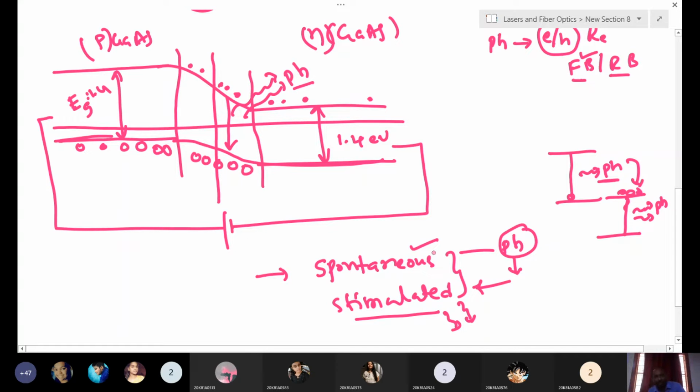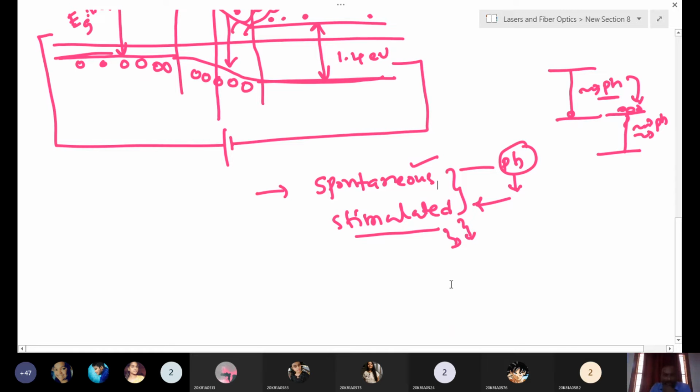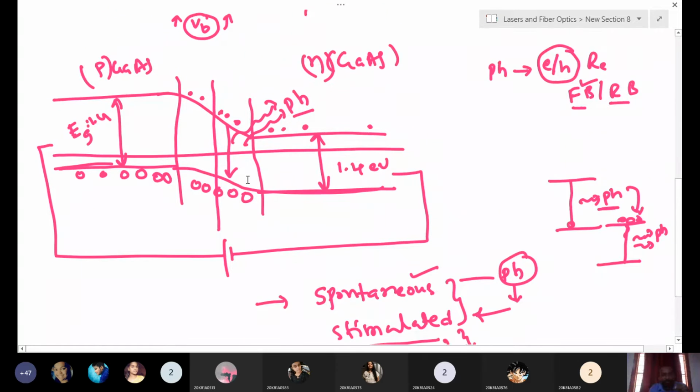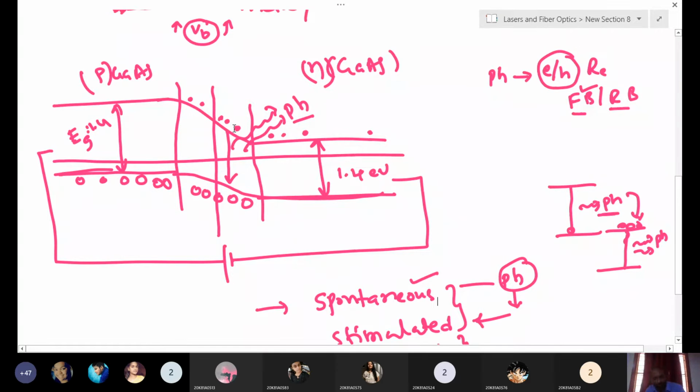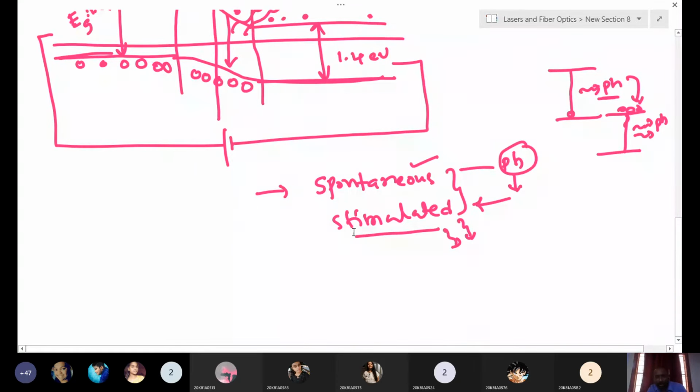But here we are not seeing it. When electrons jump from the conduction band to the valence band, they recombine and emit a photon. So where is the spontaneous emission, and where is the stimulated emission? Just tell me. Do you understand the question? Where are we seeing spontaneous and stimulated emission? We are just saying the electron jumps to the valence band and emits the photons. But where are these spontaneous and stimulated emission processes?